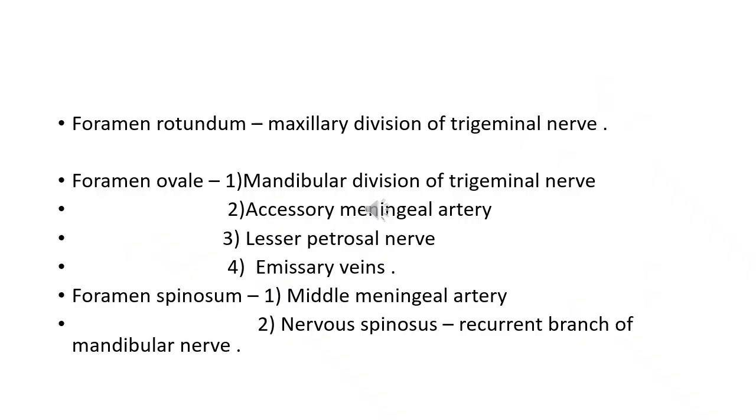Here are the other named foramens which were visible in the diagram. Foramen rotundum gives passage to the maxillary division of trigeminal nerve. Foramen ovale gives passage to four structures. Number one is mandibular division of the trigeminal nerve, that is fifth nerve, accessory meningeal artery, lesser petrosal nerve, along with the emissary veins. Foramen spinosum gives passage to the middle meningeal artery and nervus spinosus, that is the recurrent branch of the mandibular nerve. These are very important foramens from the exam point of view, and the structures traversing through them are also very important to remember.